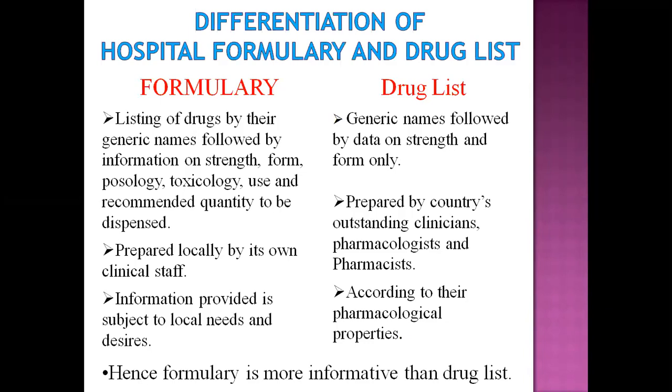In a hospital formulary, listing of drugs by their generic names, followed by information on strength, form of drugs, dosage forms, posology, toxicological effect, use and recommended quantity to be dispensed. These are the things mentioned in the hospital formulary. Instead of brands, they use generic names. Like paracetamol is a generic name, and brands are Calpol, Proceed. These are the brands.